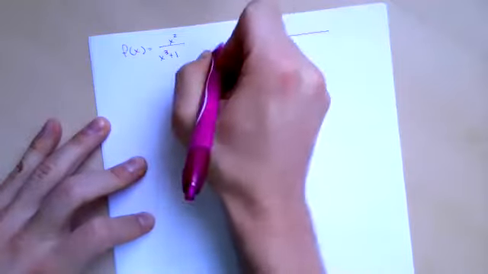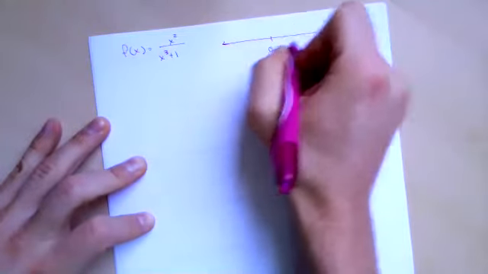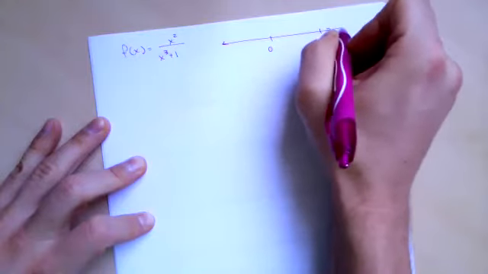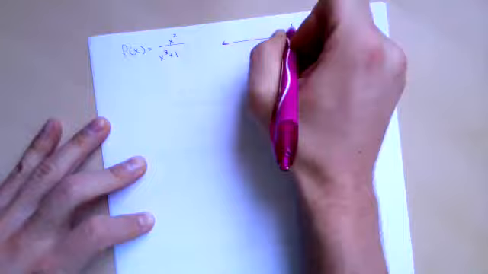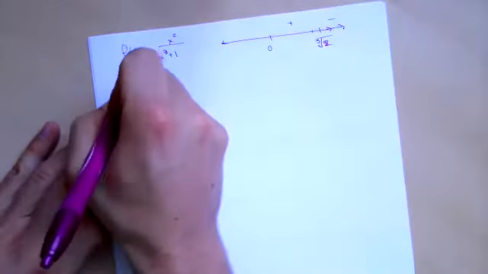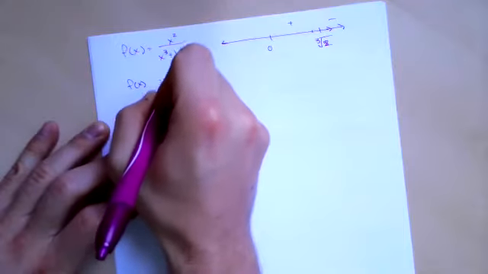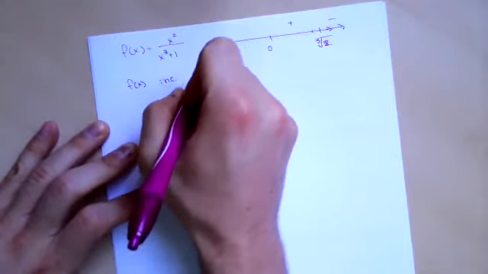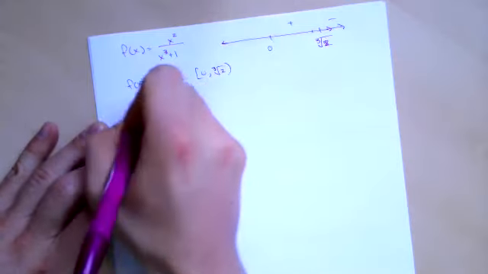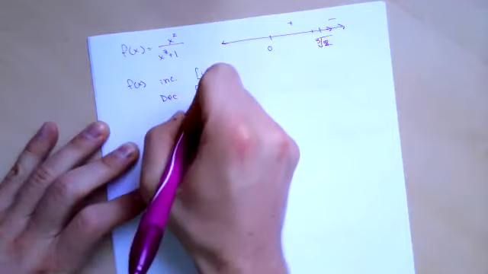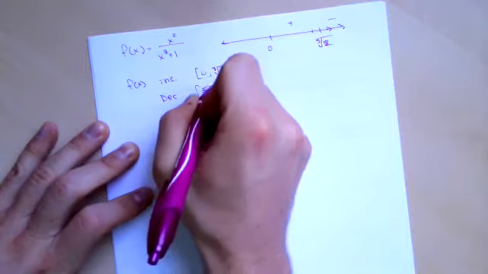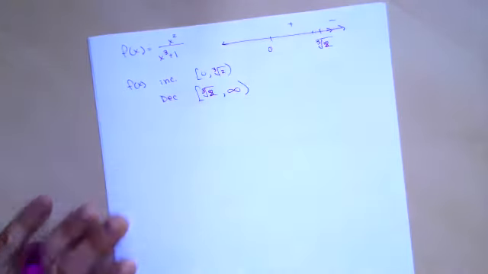And our number line, cube root of 2. We had a negative here and we had a positive here. And the problem is we had 1 somewhere in there. So f of x is increasing from 0 to cube root of 2, and it's decreasing from cube root of 2 to infinity.